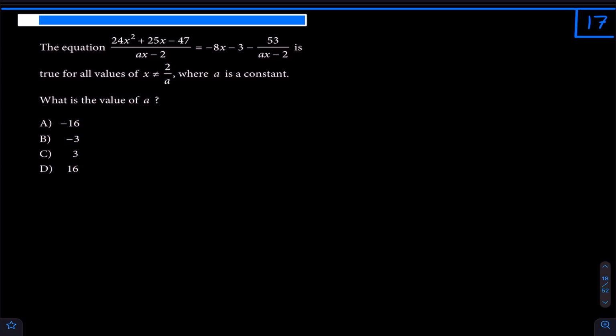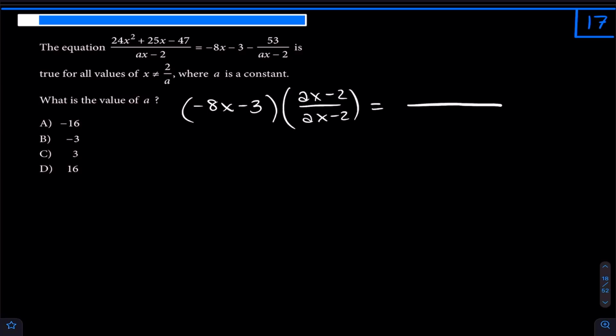So for these types of problems, you might not know what to do at all here. But if we want to start making this look nicer, making this look not so horrible, you can see that we almost have common denominators here. We just need this negative 8x minus 3 to have an ax minus 2 as the denominator. So what we can do is take this negative 8x minus 3 and multiply it by ax minus 2 over ax minus 2. That will give it the ax minus 2 in the denominator.